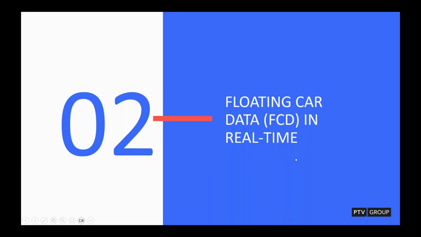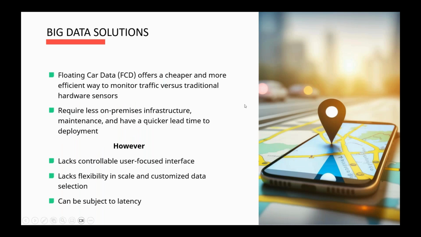The floating car data in real time. It's been around for a little while now. Most people may know it as just a big data solution that you can obtain if you're looking for some sort of situational awareness or insight into a road network or region. Typically, it offers a cheaper and a more efficient way to monitor this traffic and congestion versus your traditional hardware sensors like Bluetooth or cameras.